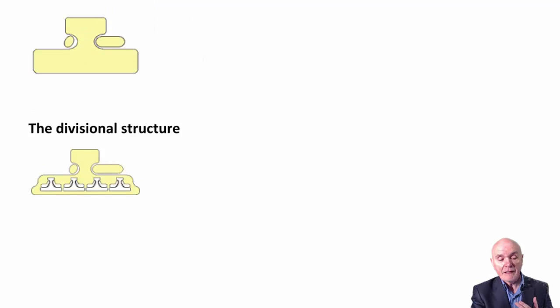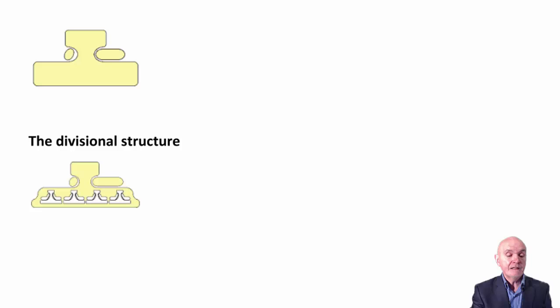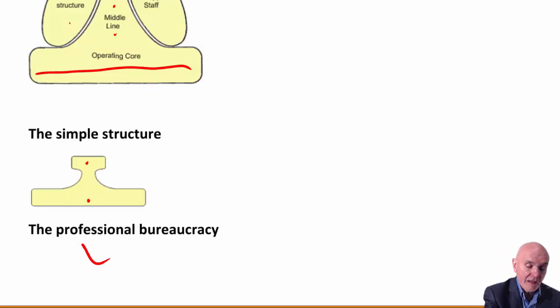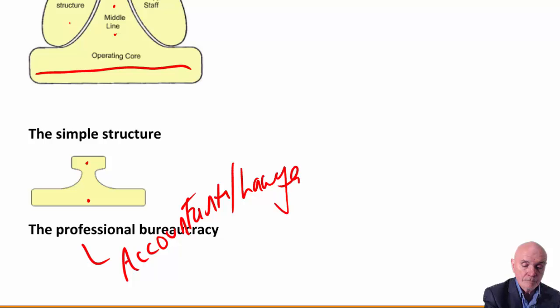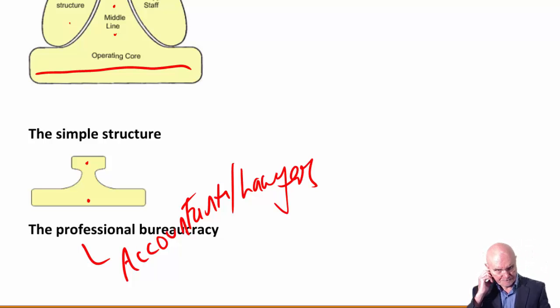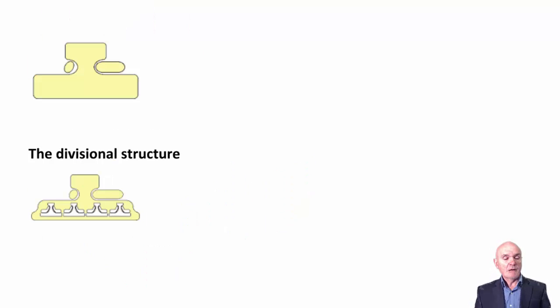The third structure to look at is what's called the professional bureaucracy. By professional bureaucracy, Mintzberg meant something like, say, a firm of accountants, or maybe a firm of lawyers. That's what he meant by professionals. What do we see in this structure? Well, the things to look out for are particularly that this middle line is short and that the technostructure is very small.